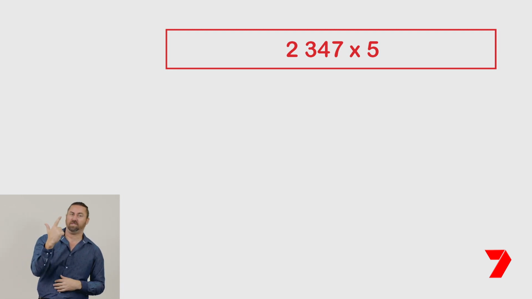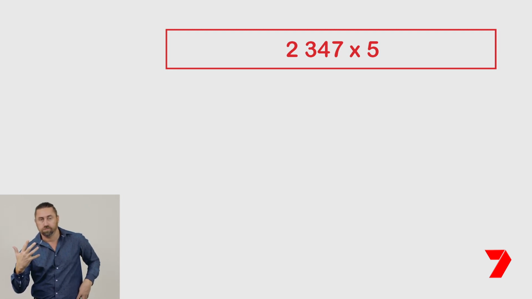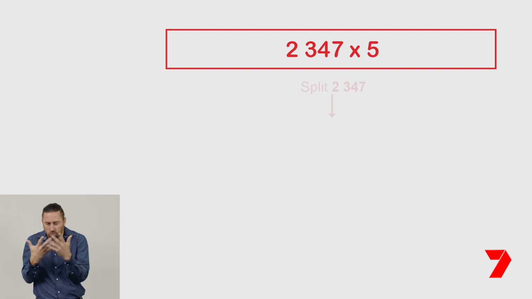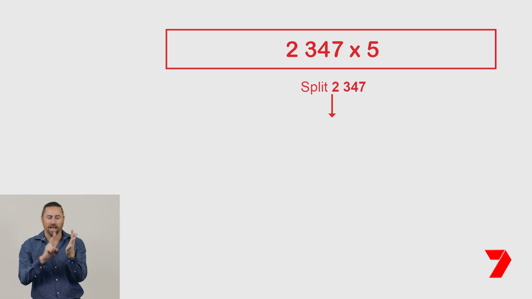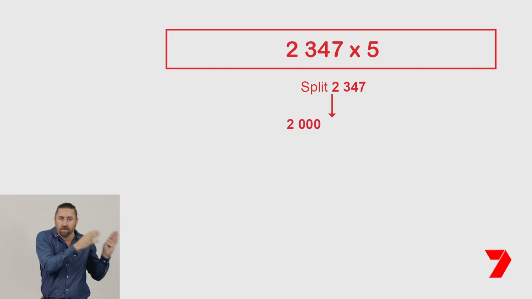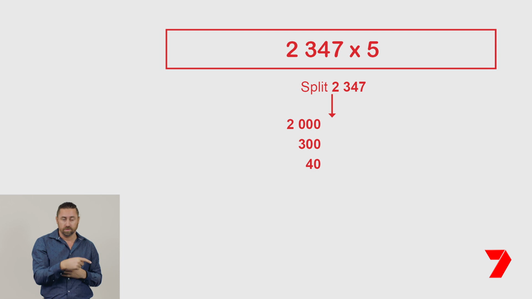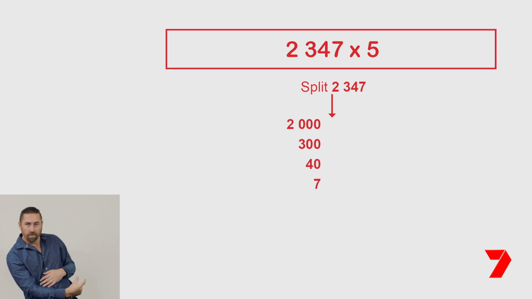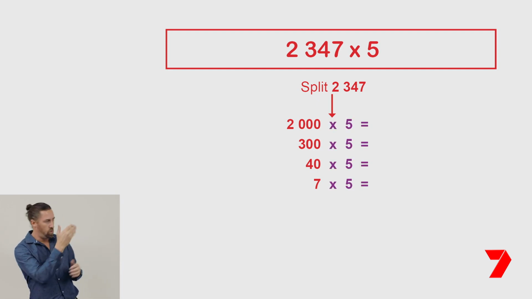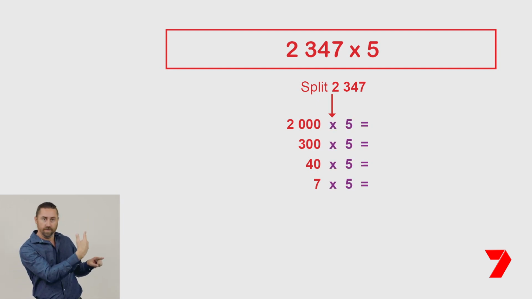Let's try another strategy to multiply larger numbers. Have you used the split strategy before? If we want to multiply 2,347 by 5, we can split the number to solve the expression. Firstly, we split the number into its place value parts vertically on our page. So we end up with 2,347 written down our page like this. Next, we multiply each of those by 5 and write the answers in.